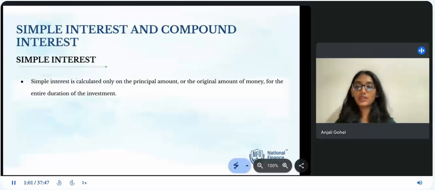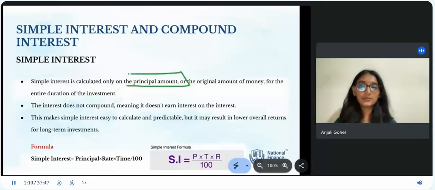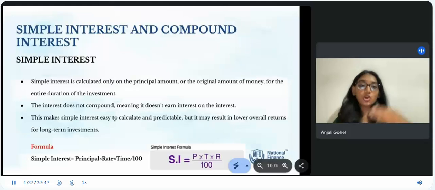Now, simple interest is always calculated only on the principal amount, which means the original amount that you have deposited or made an investment with. So this interest does not compound, which means it will not earn interest on interest. So if I have deposited or invested 10,000 rupees today, I would earn interest only on the 10,000 rupees for however many years I keep my investment or deposit.